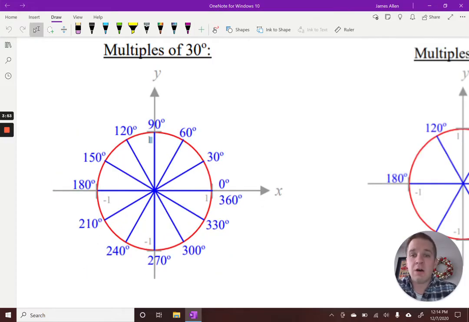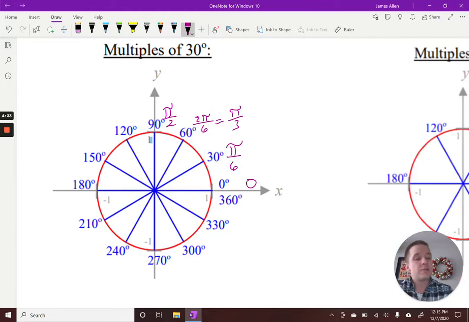Now our multiples of 30. Once again, I'm going to pop back up to the 90, which was pi over 2, and we have 0 right here. If I divide pi over 2 by 3, I'm going to get 30 degrees, because 90 divided by 3 is 30. And if I divide that by 3, I'm going to get pi over 6. Now if I go by pi over 6s, I get 1 pi over 6, 2 pi over 6, which is pi over 3 if we reduce it. So we're going to be using that.